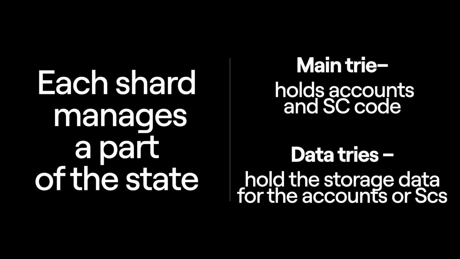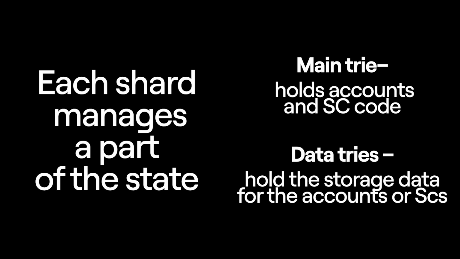Furthermore, for each shard, we have a main tree, and the main tree stores accounts and smart contract codes and multiple data trees. So when you store an account, the account is stored on a leaf of the main tree. If you unmarshal that account, that data structure has a field named root hash, and that's the root hash of the data tree, which holds the storage data for that account. So each shard has one main tree and multiple data trees, which hold the storage for the accounts and smart contracts.